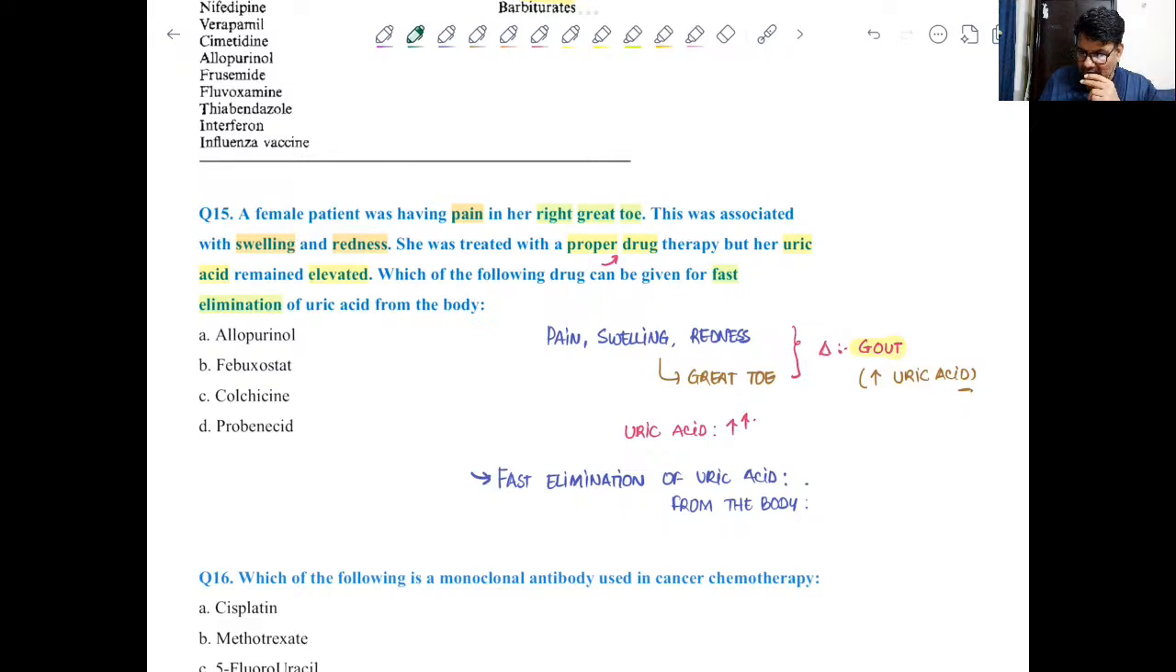So this is like a point which means that we need to give a uricosuric drug. We have to give a drug which will promote excretion of uric acid from the body. So the class of drug which we are going to give here is uricosuric, and uricosuric drug is probenecid. Clear? So this is how you will get your answer, probenecid, because we want to eliminate the drug quickly from the body, so we need to give uricosuric.